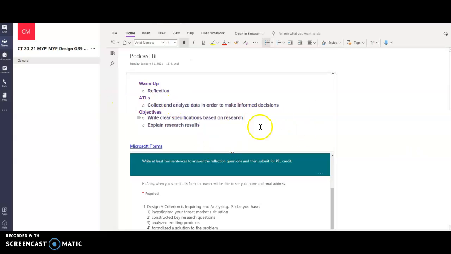All right. The ATL for today is collect and analyze data in order to make informed decisions. And we've already started doing that. And the objectives for today, by the end of today, I hope that you can write clear specifications based on your research. And we already started this with the last unit. You guys did a really good job. We're just going to add a little bit more.